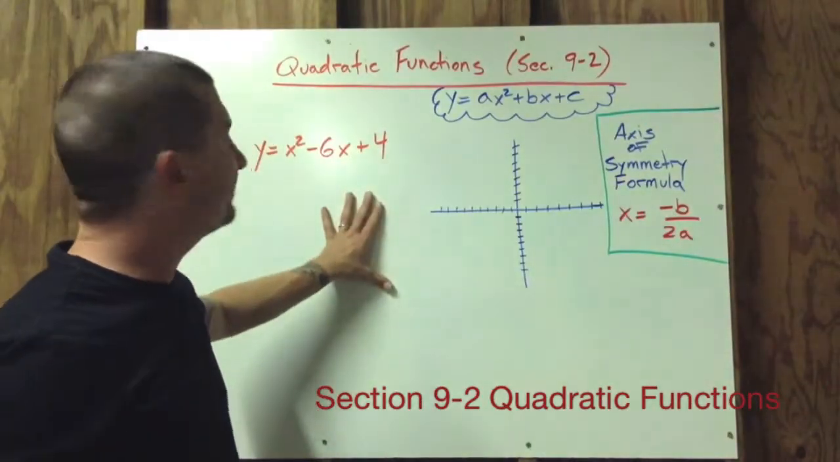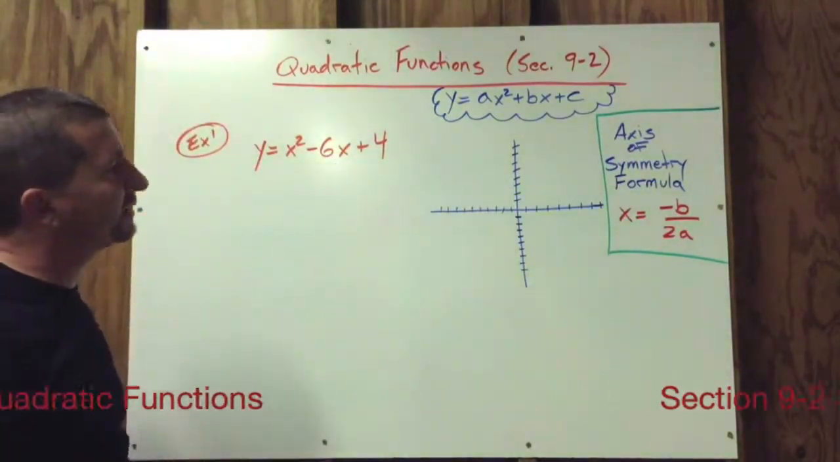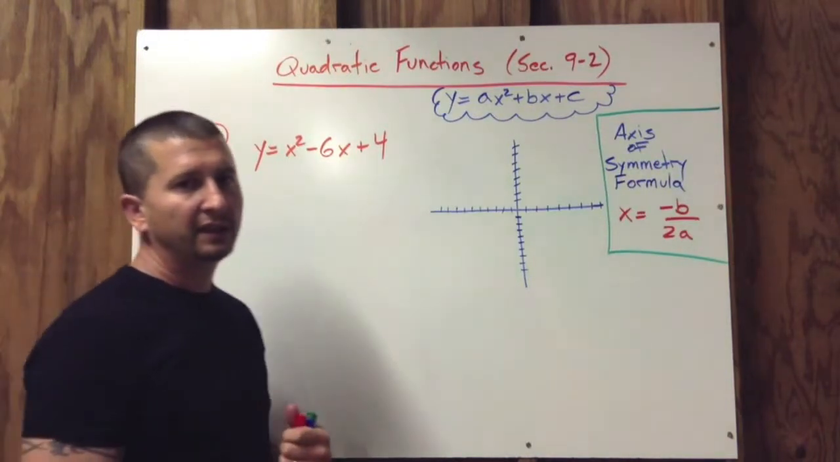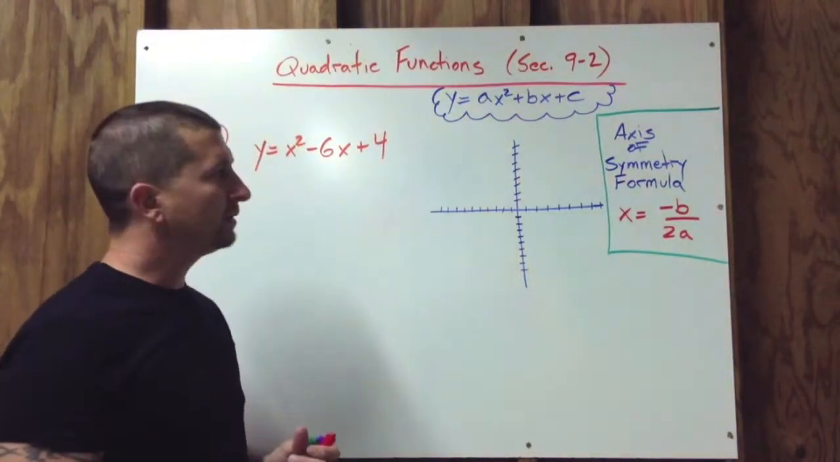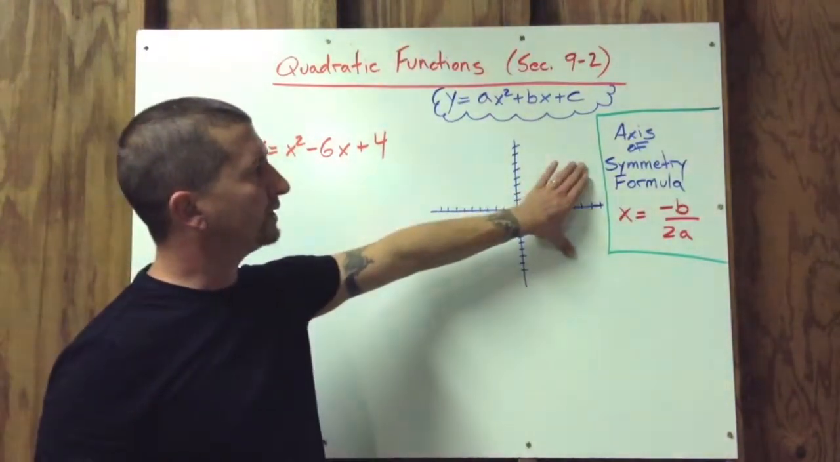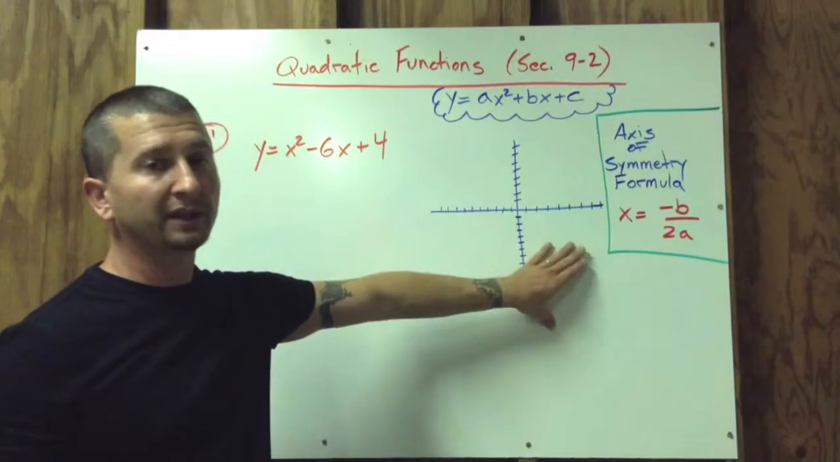We're going to graph this quadratic equation. I'm going to show you a different way rather than using the function table. We're going to go ahead and graph it using a different method. First we're going to use the axis of symmetry formula.